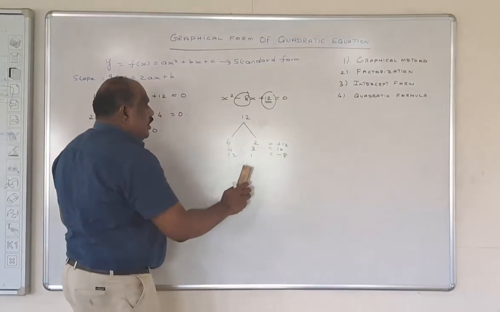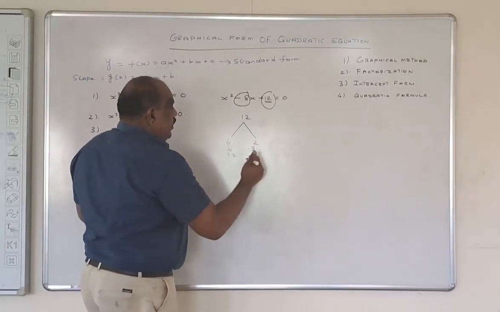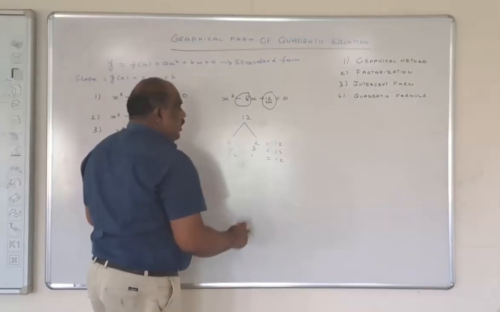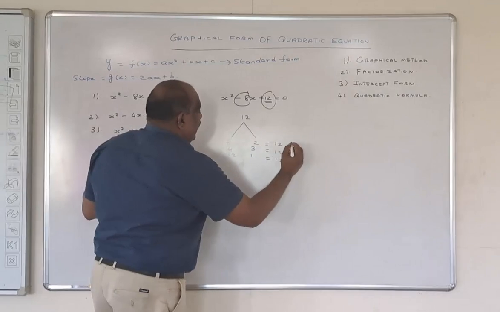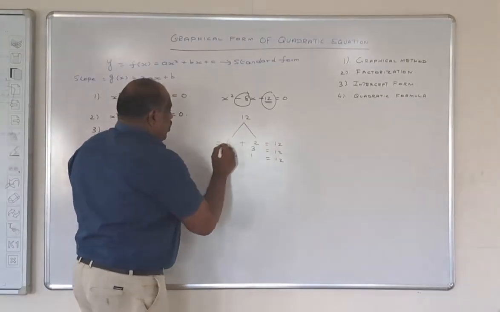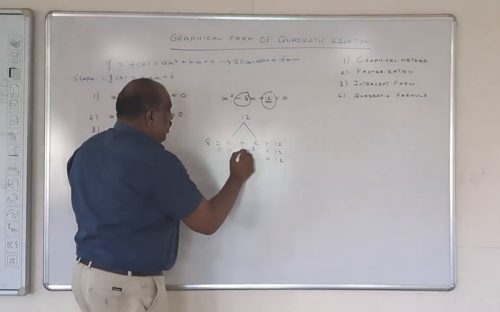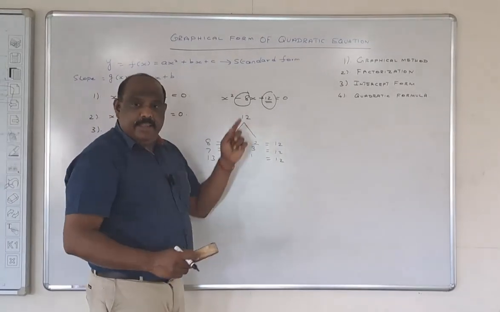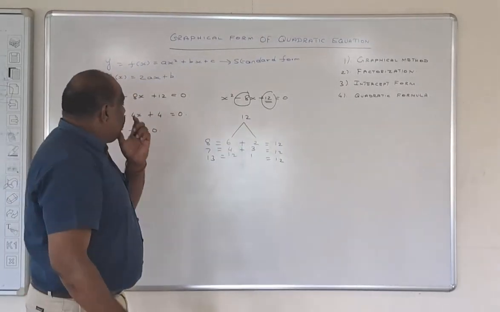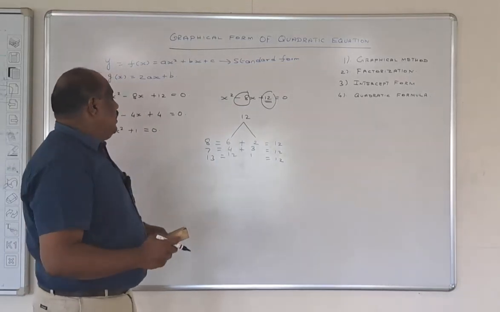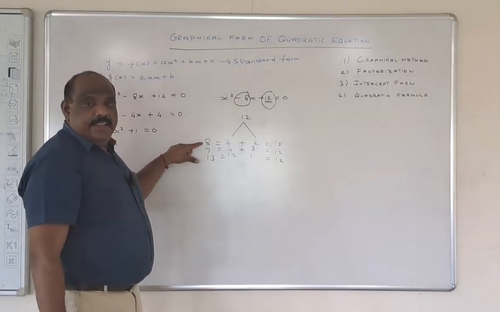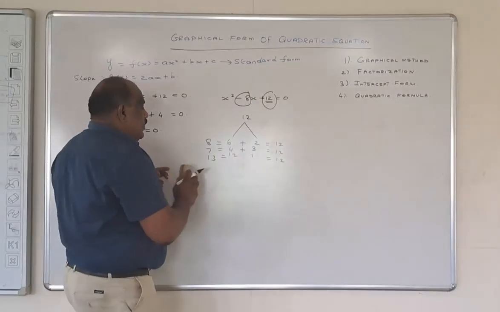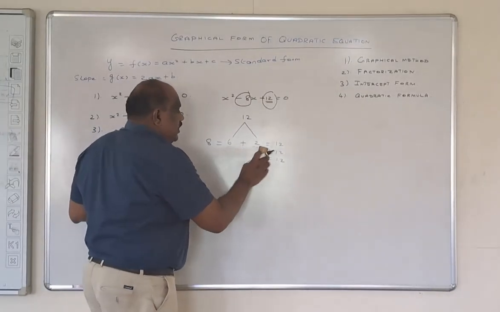Out of these three combinations, all are giving me 12 when I multiply. But when I add, 6 plus 2 equal to what? 8. 4 plus 3 is what? 7. 12 plus 1 is what? 13. It's not satisfying the b. At least here we are getting 8, but instead of minus 8 we are getting plus 8. It should be minus 8. So the logic is that these two are ruled out.